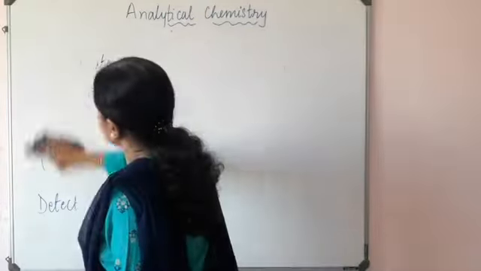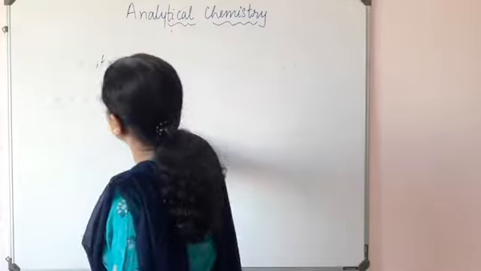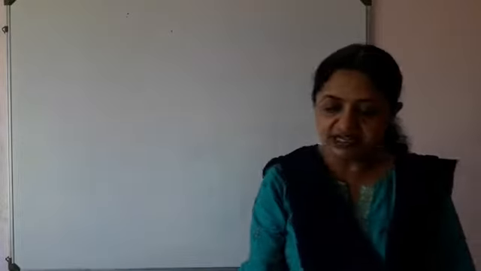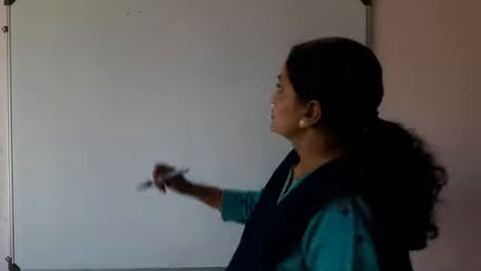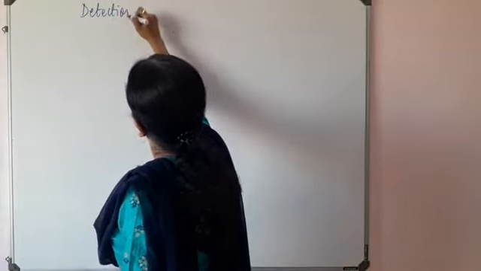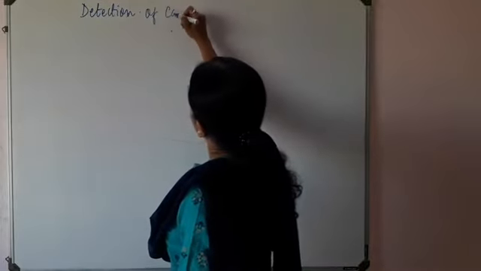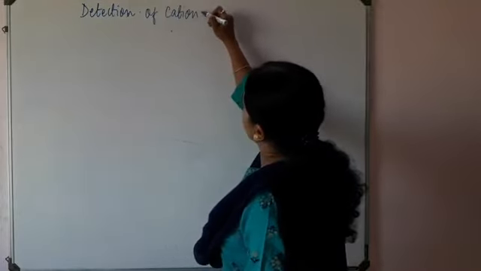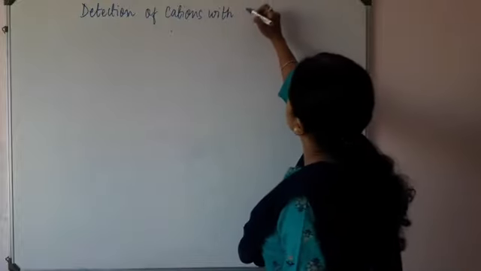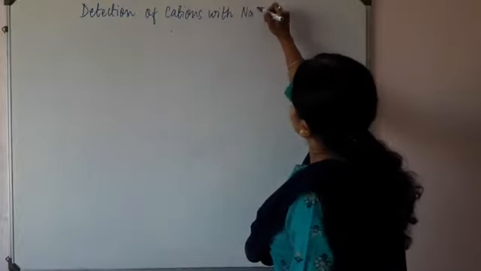Detection of cations by alkalis. Now there are two alkalis which we will be using. One, detection of cation with NaOH, right? So we will be using NaOH here. So let us say detection of cation with sodium hydroxide solution. Okay, so I'll write NaOH solution.